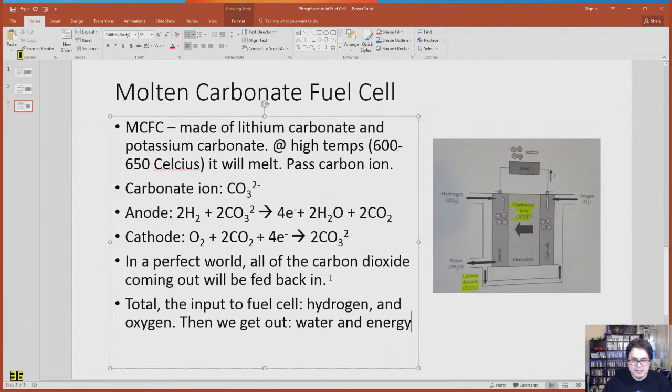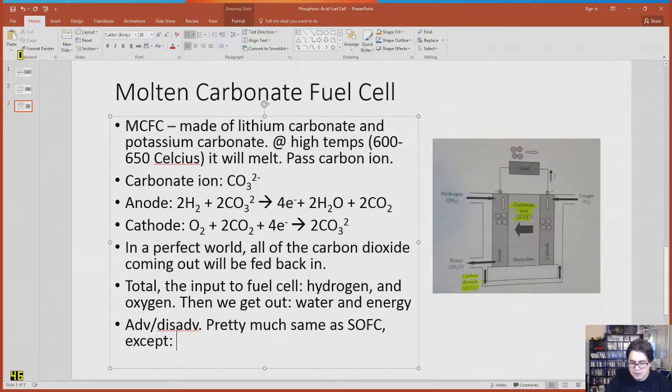As for, let's say, advantages and disadvantages, it's pretty much the same as the solid oxide fuel cell, right? They still do the whole high temperature thing. The efficiency is pretty high up there. So the only big difference between this one and the other ones is that it's pretty much the same as the solid oxide fuel cell, except for the internal corrosion that can occur with the carbonate electrolyte, right?